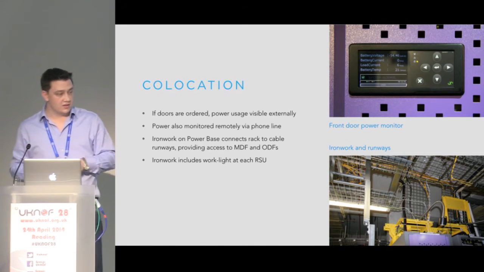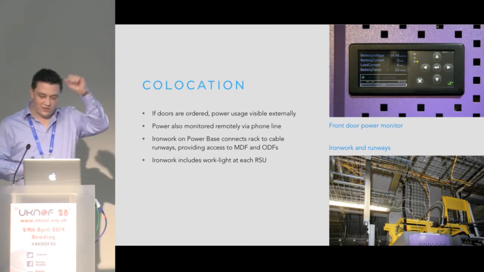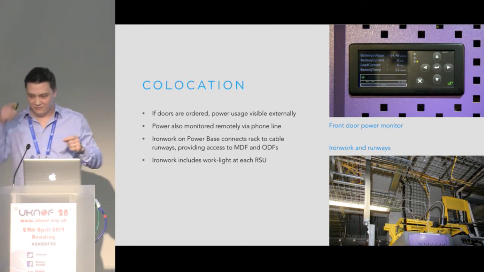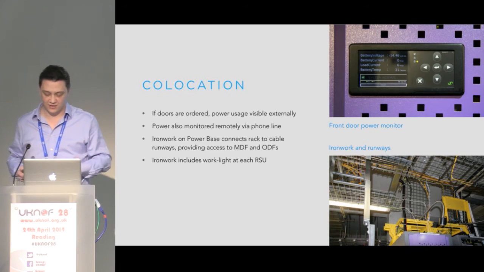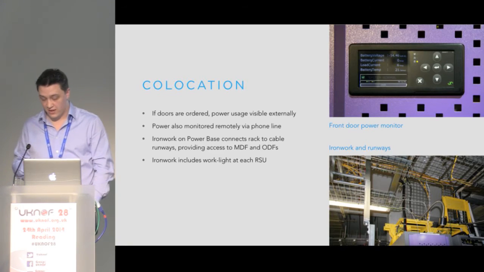The other funky thing, I don't know whether you can see it in the photos, you get these little work lights, which are on a flex. So you can press a button and the lights come on in your rack and you can see what you're doing, which is kind of useful because the lighting in BT exchanges isn't great.